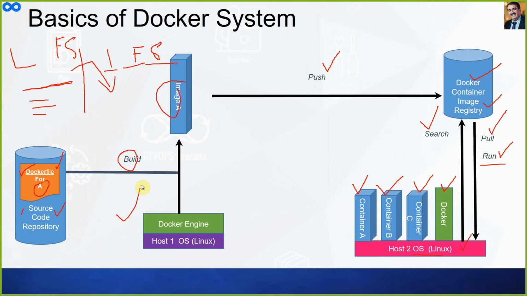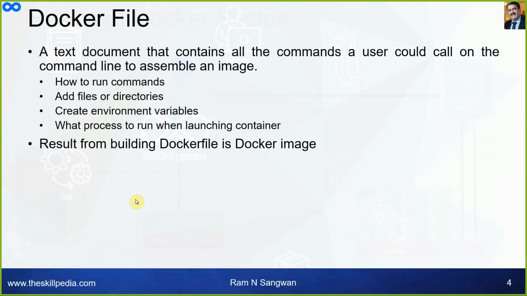And this is the host machine where you are working, where you have your source code and Docker file, and you are building the image on this machine. So you build the image and push the image to the registry. From other machines, you pull, you search, or you run the container based on the images. This is the whole cycle.